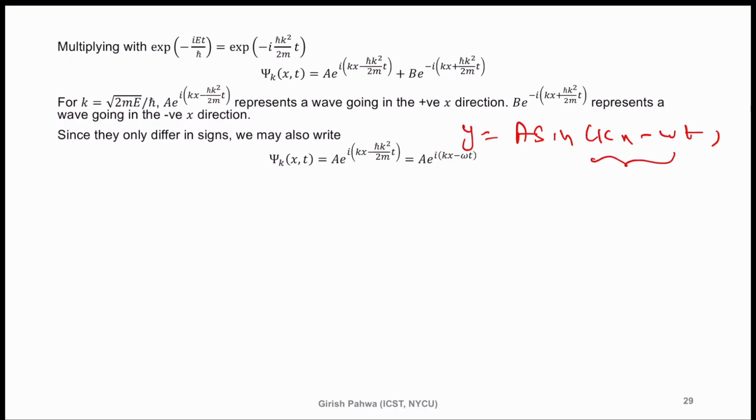But we can have e to the power iota. In fact, here we can also have sine and cos, but e to the power iota is just easier to work with. That's why I'm using it. What's omega? Omega will be E by h bar, or you can say E equals h bar omega.